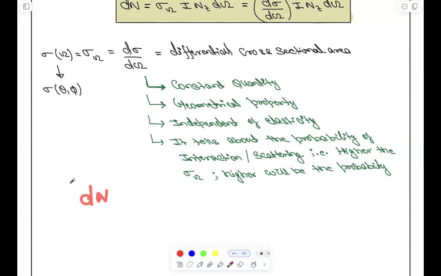We are observing dn, right? We are observing dn, so the higher the number of dn, the higher the number of this we will find, yes or no?